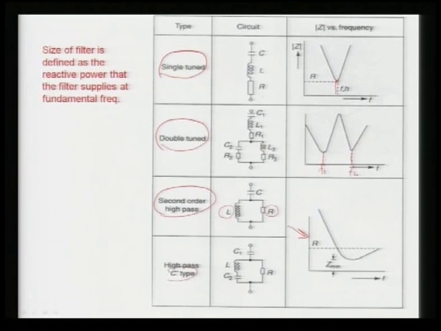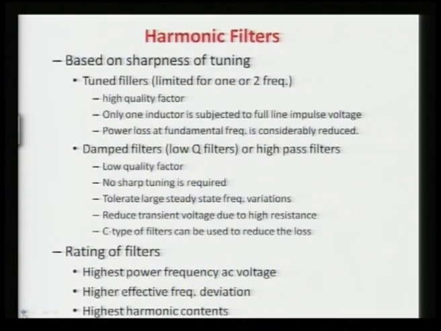Now if you are using the C type of filter, along with this inductor we put a capacitor, and that's why it is called the C type of filter. What it does is reduce the loss of the system, because here this is just parallel to this, and more current is flowing and more loss is there. So this filter is more lossy compared to this, so the C type of filters are used. That's why I have written that C type filters can be used to reduce the loss, because in the normal damped filters the losses are more compared to tuned filters.